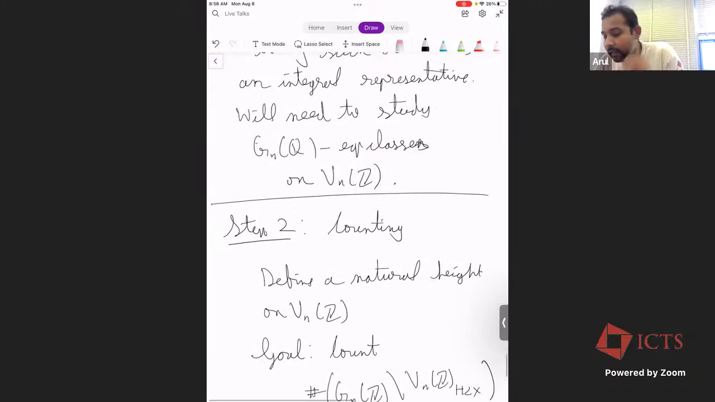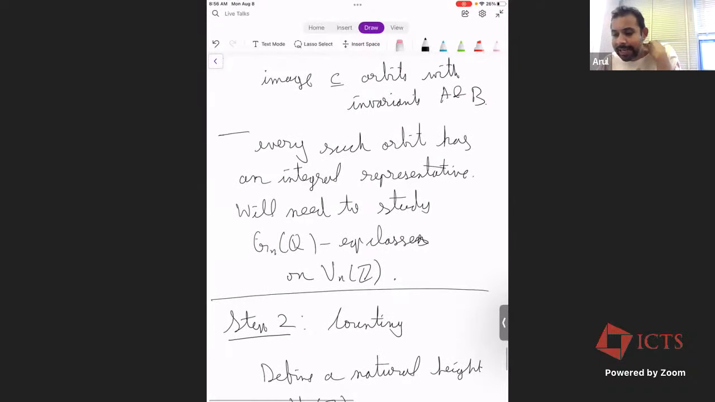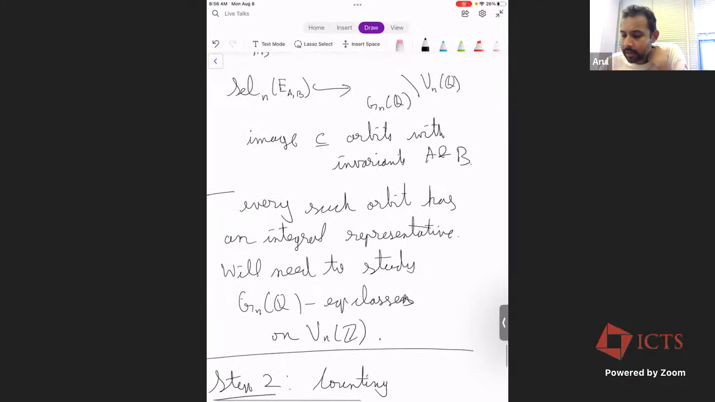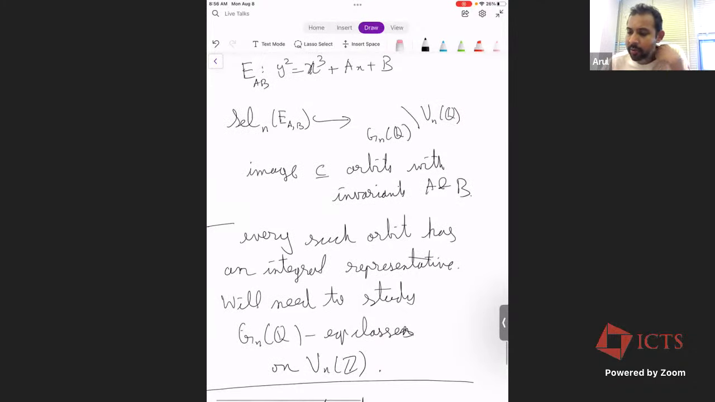However, there are crucial differences between what we need and what we have. Even once we've counted GnZ orbits on VnZ, there are still crucial differences. First of all, we want to study GnQ equivalence classes, not GnZ orbits. Secondly, this is merely an injection. This is not a bijection. So we're not counting all orbits. We only want to count certain orbits, and we don't even want orbits. We want Q equivalence classes, not Z orbits.